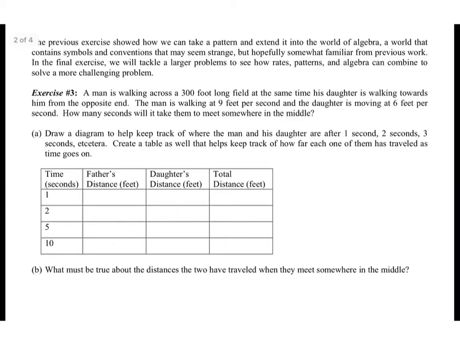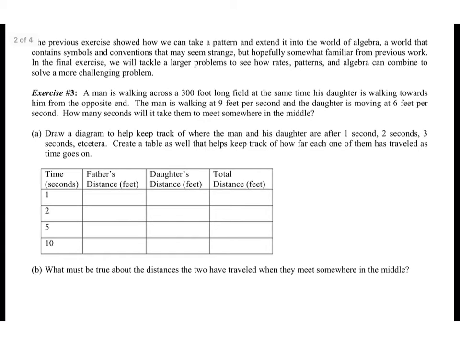So a man is walking across a 300-foot-long field at the same time his daughter is walking towards him from the opposite end. The man is walking at 9 feet per second and the daughter is moving at 6 feet per second. How many seconds will it take them to meet somewhere in the middle? So draw a diagram to help keep track of where the man and his daughter are after 1 second, 2 seconds, 3 seconds, etc. Create a table as well that helps keep track of how far each one of them has traveled as time goes on.